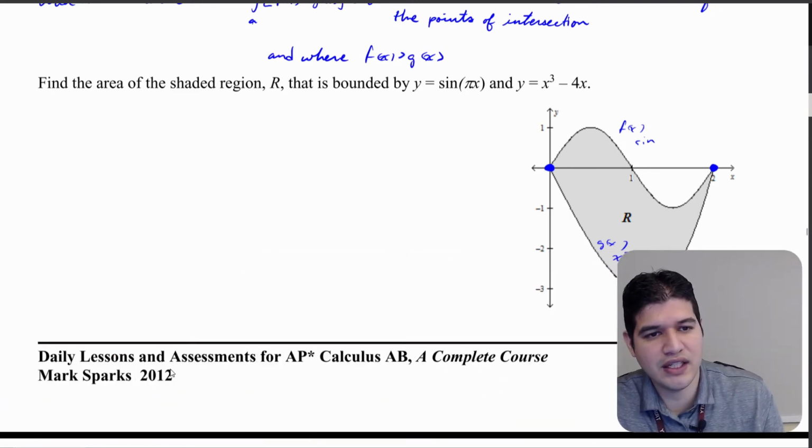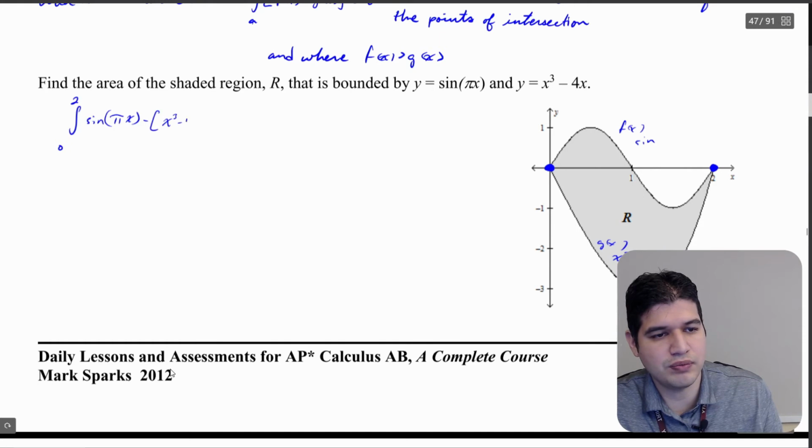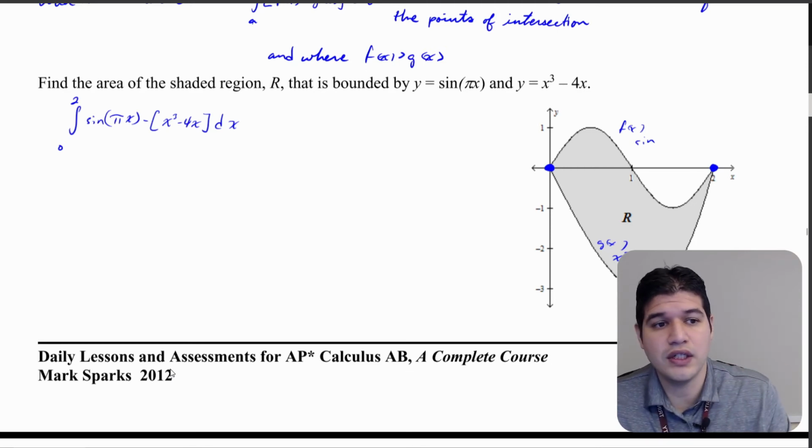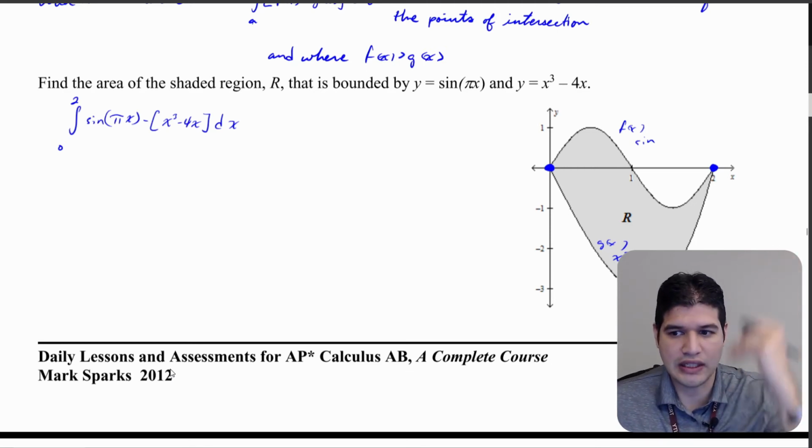But since we get everything from the graph, let's go ahead and solve it. We know we're having an interval here between 0 and 2. We know the upper function is going to be sine of pi x, and then we're going to subtract the lower function, which is x cubed minus 4x dx. What you want to always do is simplify this and then go. So let's go ahead and simplify this and actually integrate.